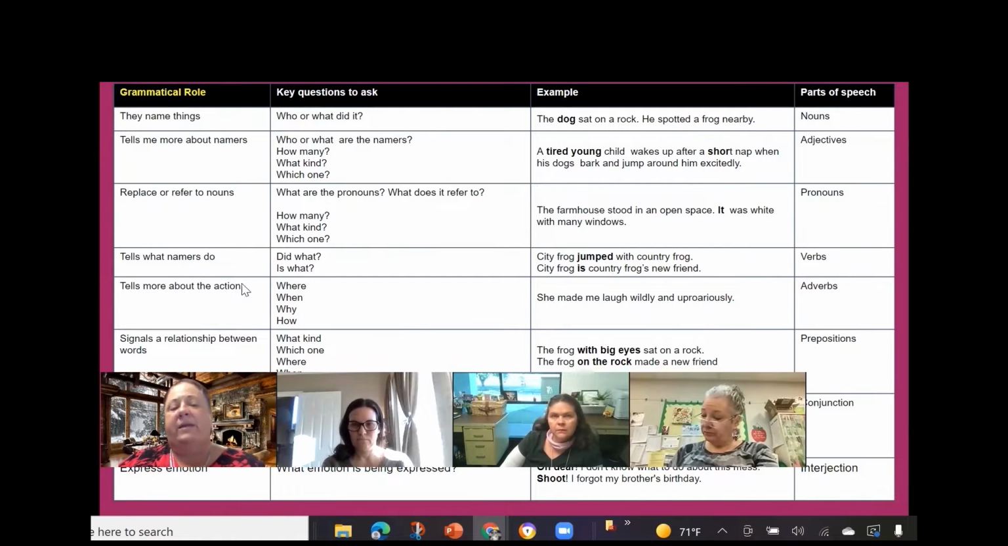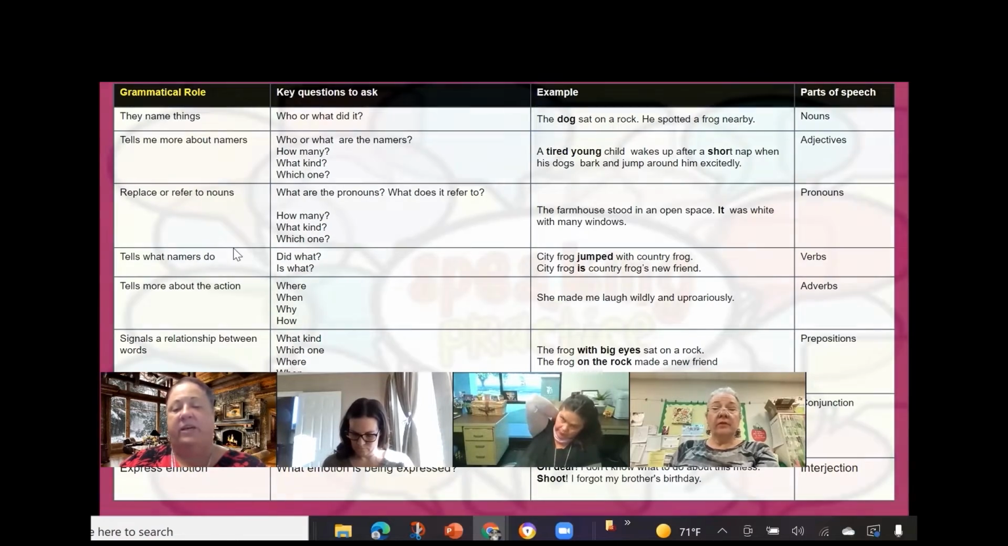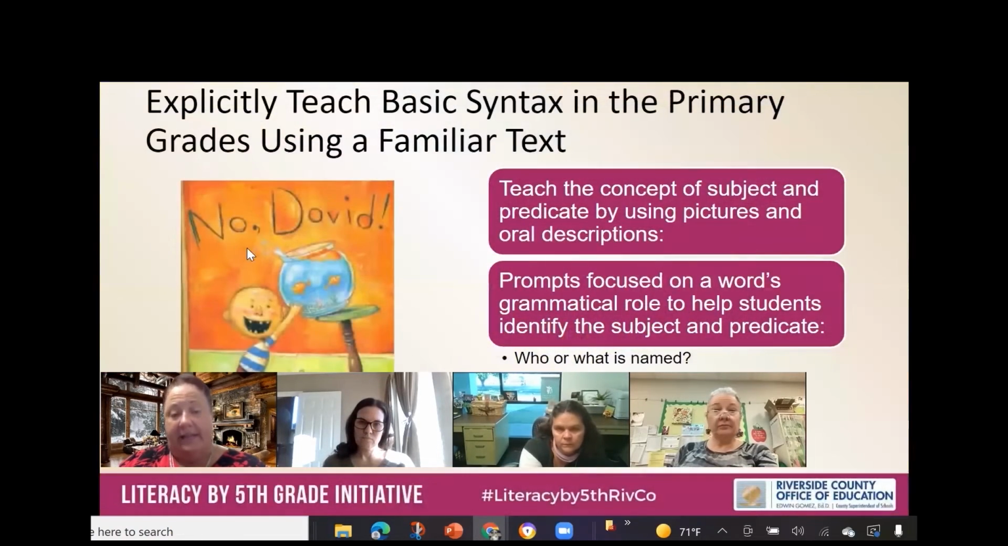So I think the big thing we want to be thinking about with this particular strand is not focusing on parts of speech, but focusing on what role words play in a sentence and how those words help us understand what the author is saying. So what does this look like? I'm going to start in kinder because I know I have some of my kinder friends here.